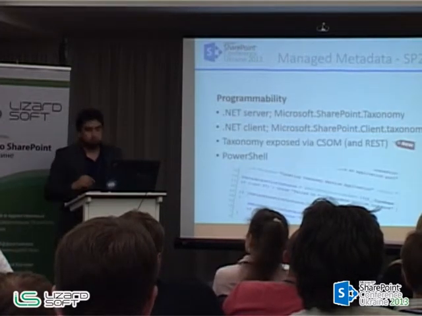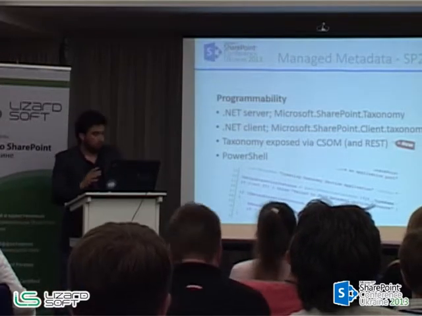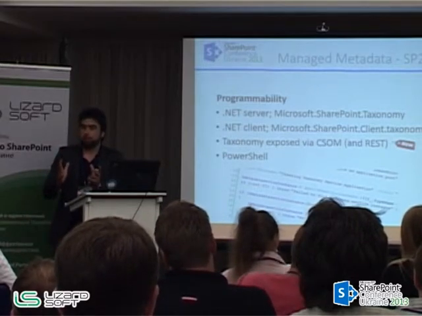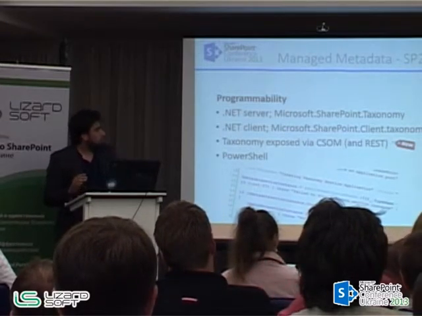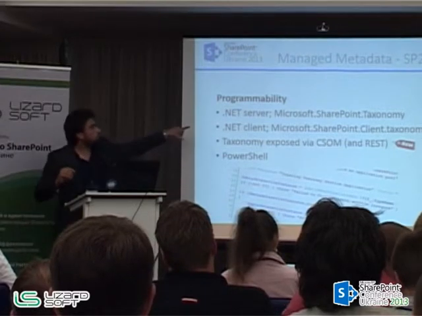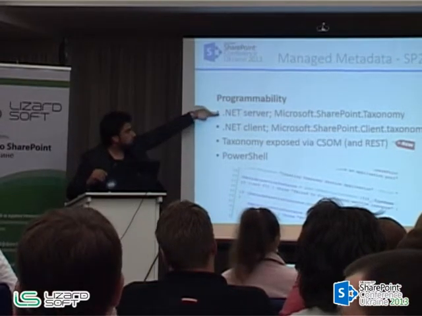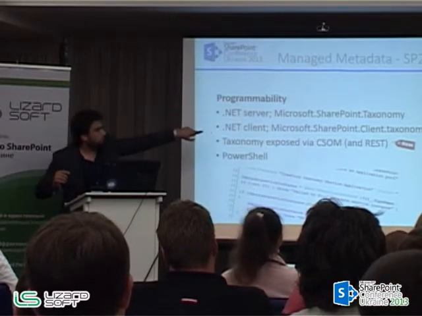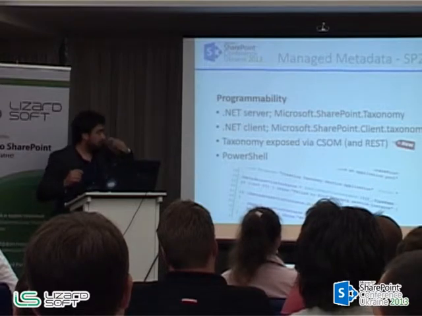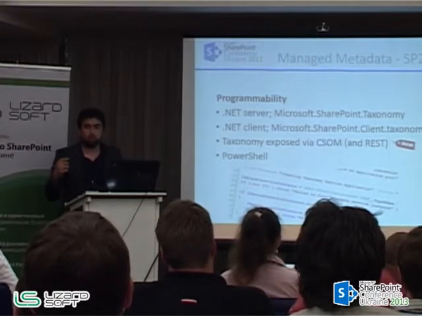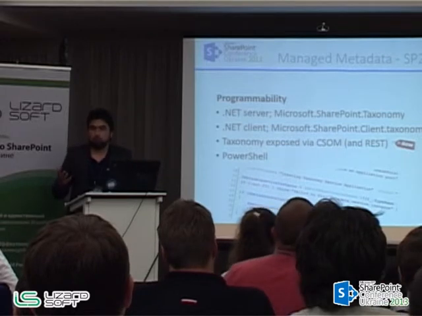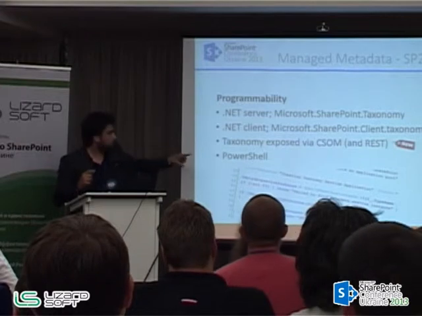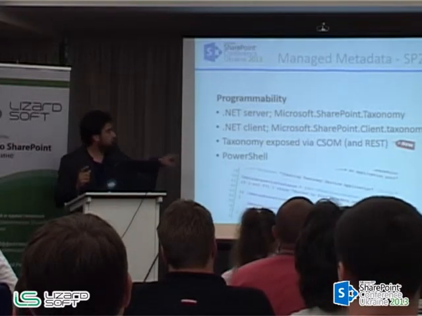And I will talk a little bit about the programmability, the APIs that are used for managed navigation. So this is the .NET server API, which was introduced in the SharePoint 2010 version. These are the new ones: the .NET Client API, Microsoft.SharePoint.Client.Taxonomy, and then this is one of my favorites, manipulation of taxonomy via CSOM and REST. That is really cool stuff. I can show you a demo about that.